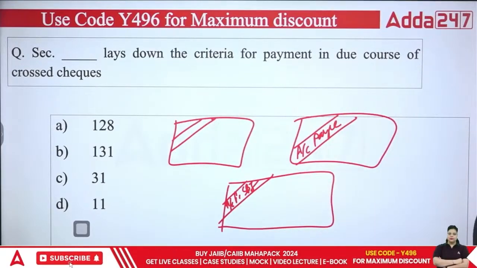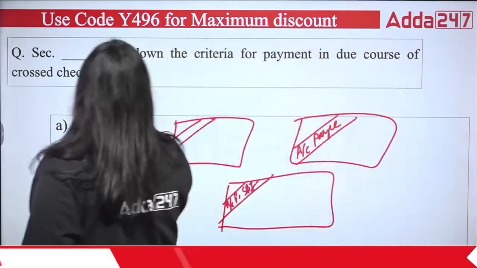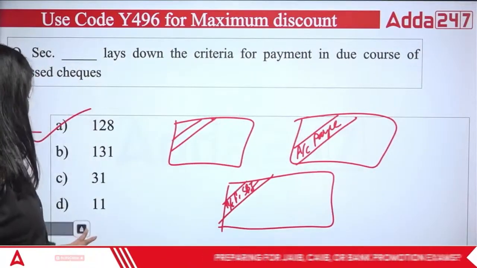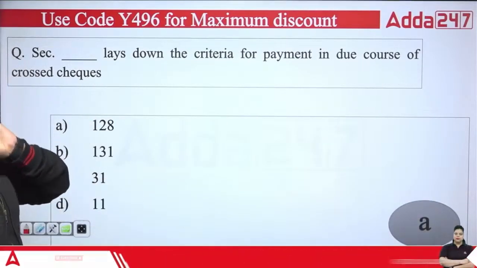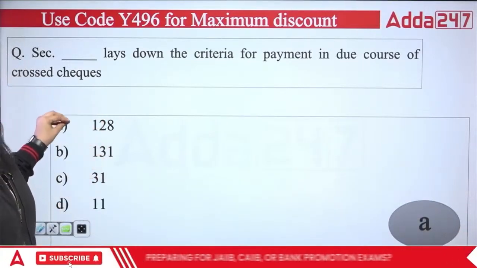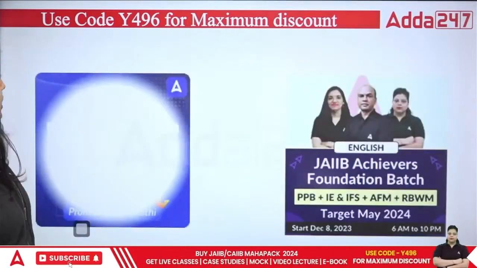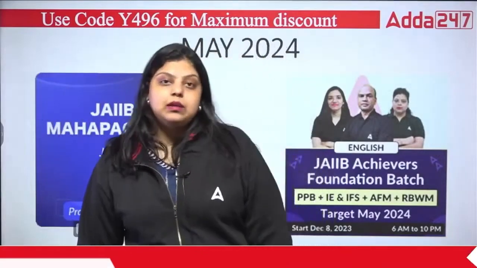So the section which talks about the criteria for payment in due course of a crossed check is section 128. Which section talks about this? Section 128 talks about crossed check payment in due course. So the right answer will be your A. So this is what we have discussed about the responsibility of a paying bank.